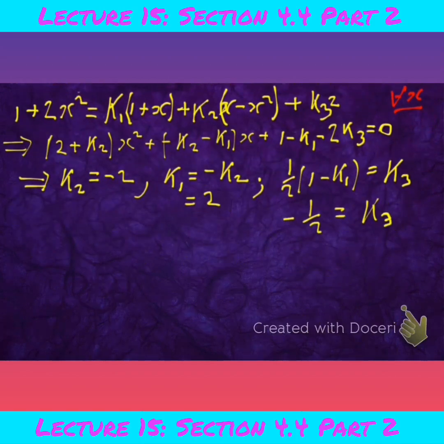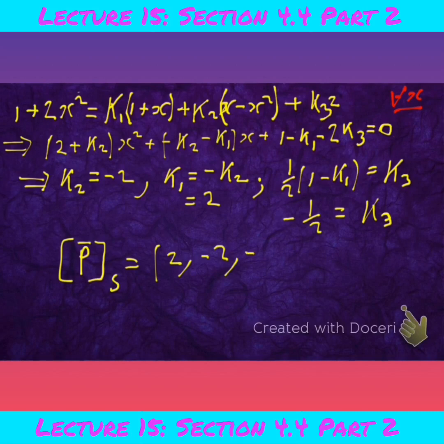Okay, so from there what does our coordinate vector become? The coordinate vector of the polynomial p with respect to this basis is the coordinate 2, minus 2, and minus a half. Okay. Alright, so that is coordinate vectors with respect to different bases.